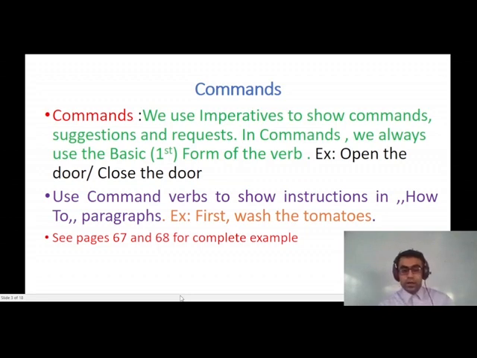And you can find more examples about commands on page 67 and 68 in your books.